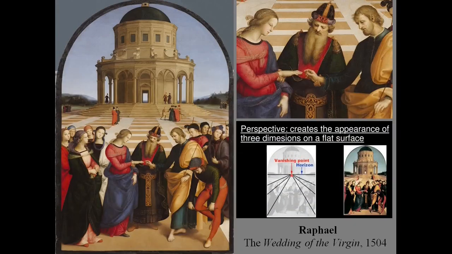This composition is called the Wedding of the Virgin, painted in 1504. It shows the moment described in the Bible when the Virgin Mary, according to the law, was formally married to Joseph. Here we can see this moment depicted by the artist. The composition is classically symmetrical.